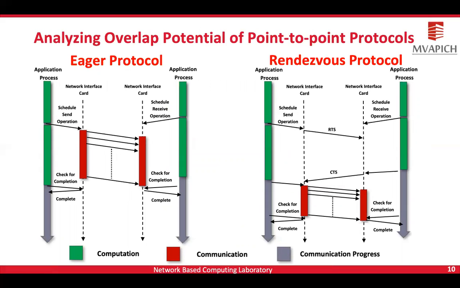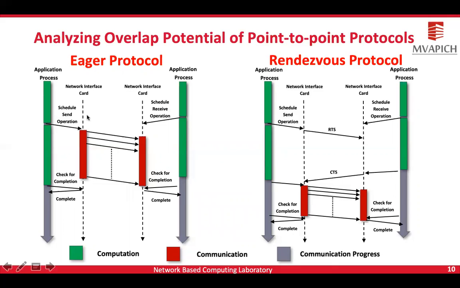So far we have talked about the performance aspects of the eager and rendezvous protocols. Here we would like to talk about the overlap of communication and computation in both of these protocols. On the left-hand side, I'm talking about the eager protocol. Here we have three colors: green, red, and gray. In the green areas, processes are performing useful application computations. In the red areas, the network is transferring the actual data. And in the gray areas, the main process is inside the MPI library, which means that it can progress the communication.